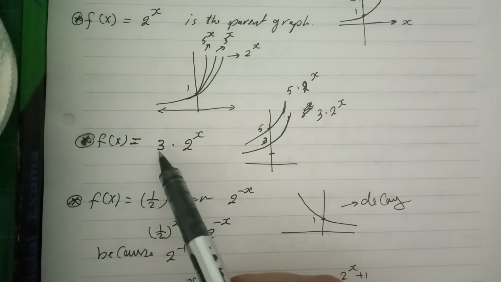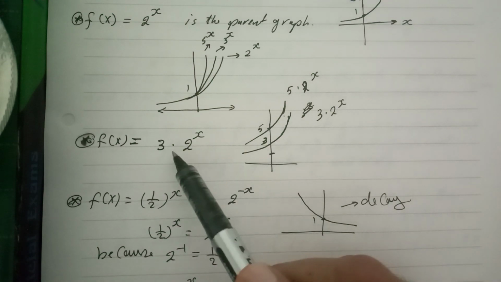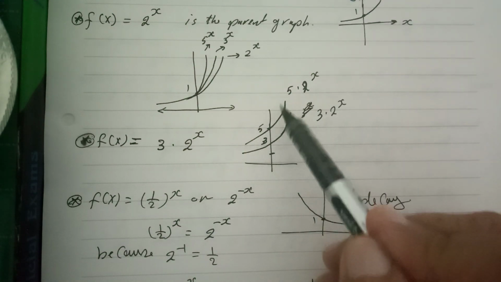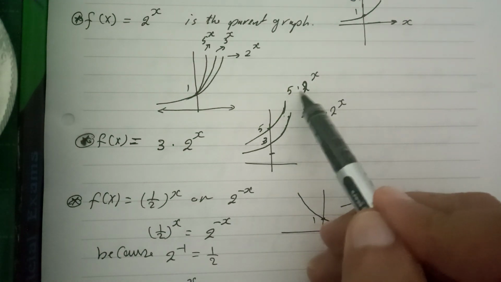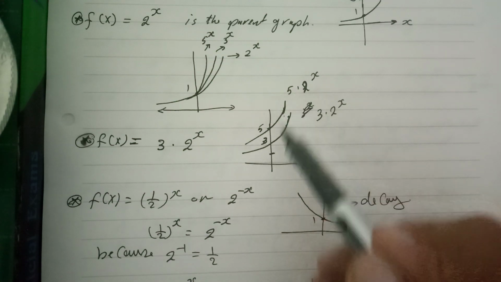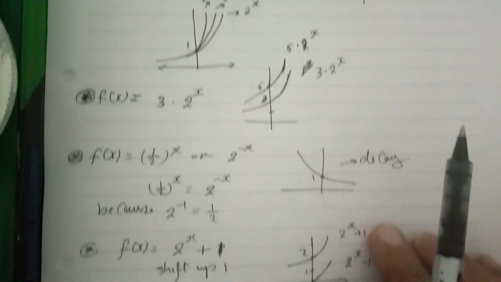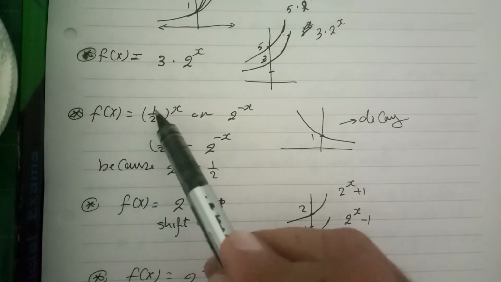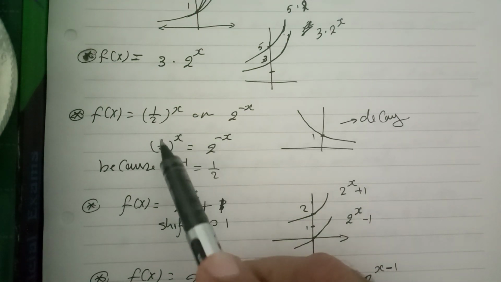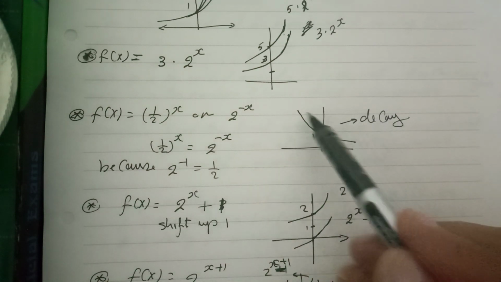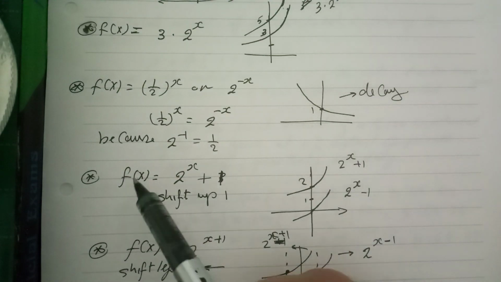What about having 3 multiplied by 2 to the power x? This 3 will stretch the function up. It will move it up like this. This is 3 times 2 to the power x, and this is 5 times 2 to the power x. So the 3 and 5 move the function up. What about this? f(x) equals one half to the power x. This is the decay function, or 2 to the power negative x, because they are the same. It's the parent graph of the decay, which intersects the y-axis at 1.